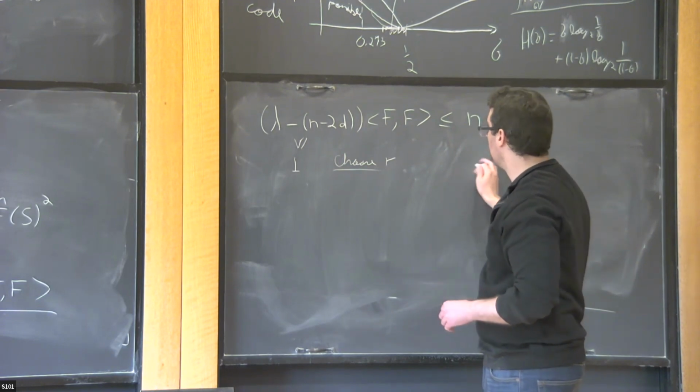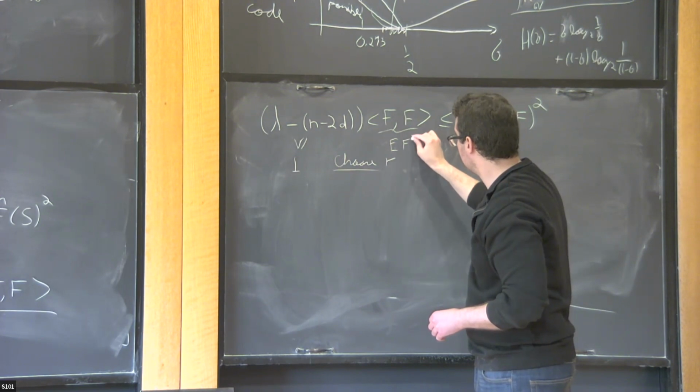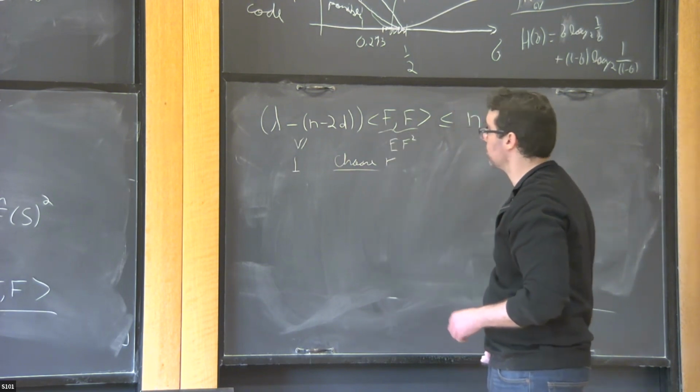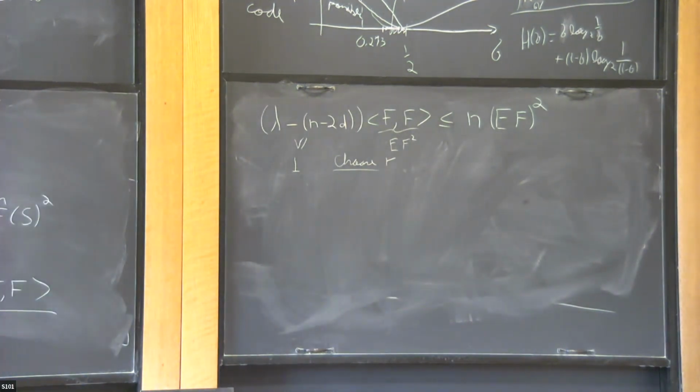But what is this? This is simply the second moment of the function, right? The expectation of the function squared. So assuming that we have a good choice of R, we get this inequality here, an n with an n here. And with this, we can derive some support lower bounds, right?